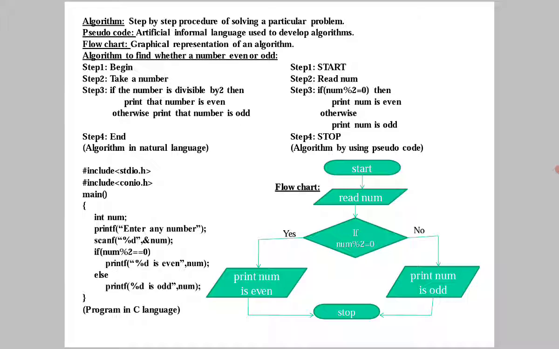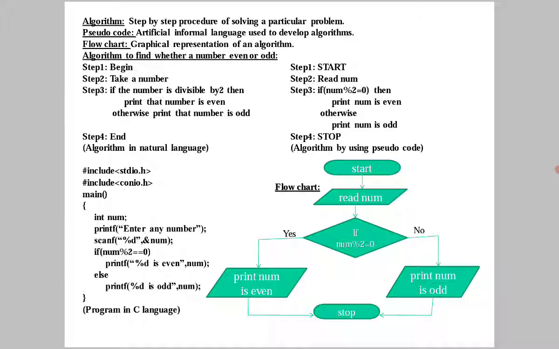So the first step is writing an algorithm. The second step is drawing a flowchart. The third step is writing a program. So this is the program. In the third step we may write a program like #include <stdio.h>, #include <conio.h>, main open bracket, int number, printf enter any number, scanf within quotes %d comma ampersand num. If num % 2 is equal to 0, printf %d is even, else printf %d is odd, like that.